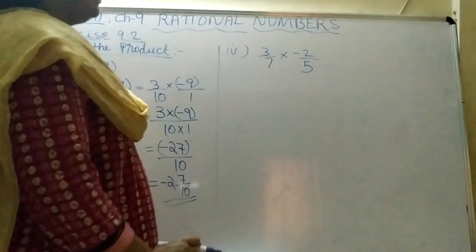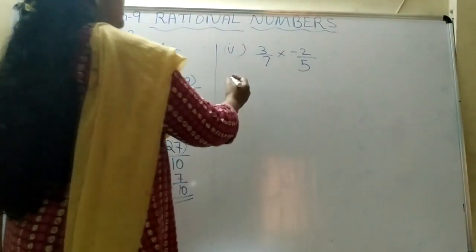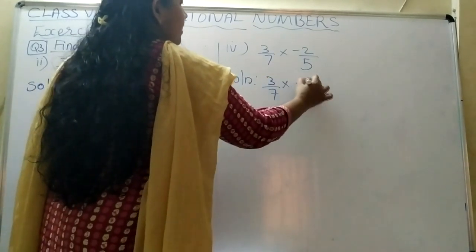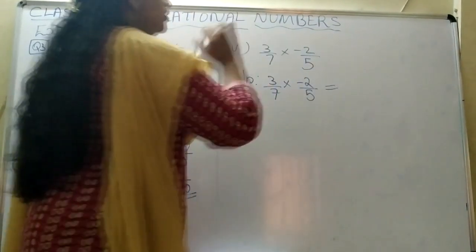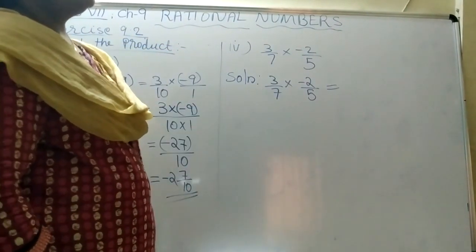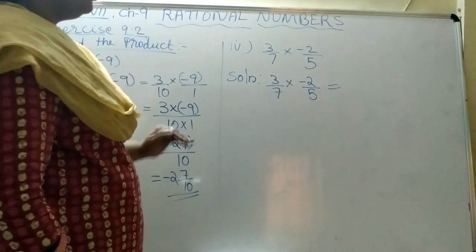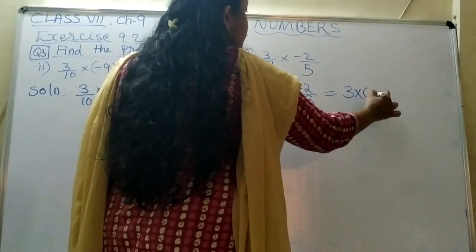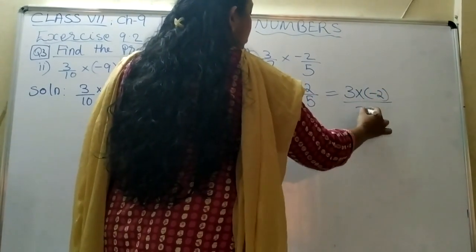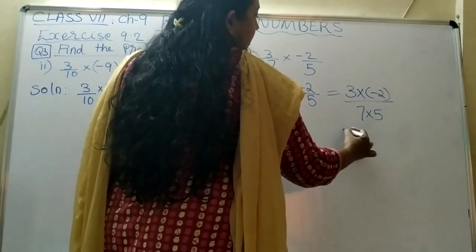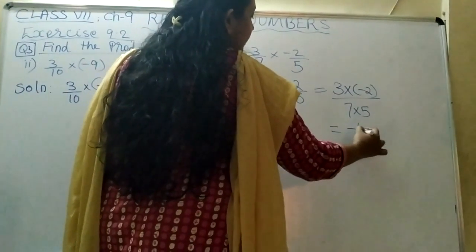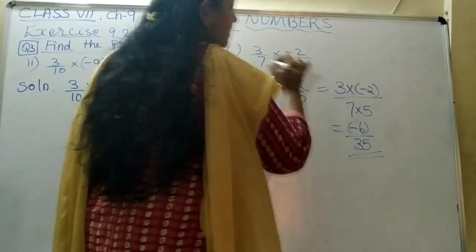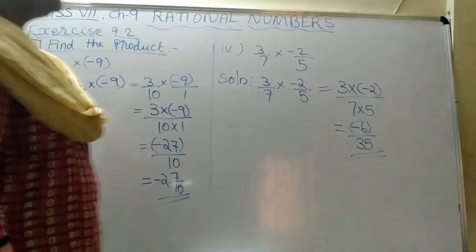Next is 3 by 7 multiplied by minus 2 upon 5. Product of two rational numbers means product of the numerators upon product of the denominators. That is 3 into minus 2 upon 7 into 5. That gives 3 into minus 2, minus 6, upon 7 fives are 35. So the answer is minus 6 upon 35.